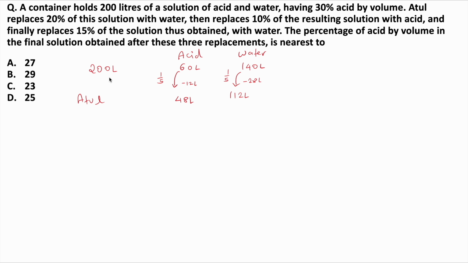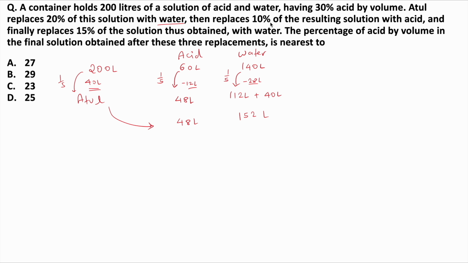And you are replacing the entire 1/5 of the mixture by water only. 20% of the solution is replaced with water. So 20% of 200 is 1/5 of 200. That is 40 liters of the entire solution is removed. You can observe 12 plus 28 is indeed 40. And now these 40 liters of water is added. 40 liters of mixture is removed and we are adding 40 liters of pure water. So now the water content is 112 plus 40, that's 152 liters, and the acid content is 48 liters, right? This is the content of acid and water left in the mixture.